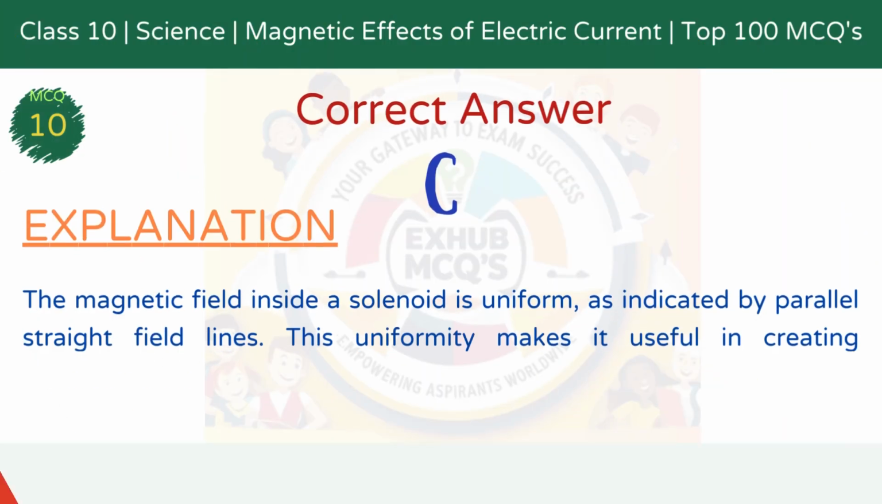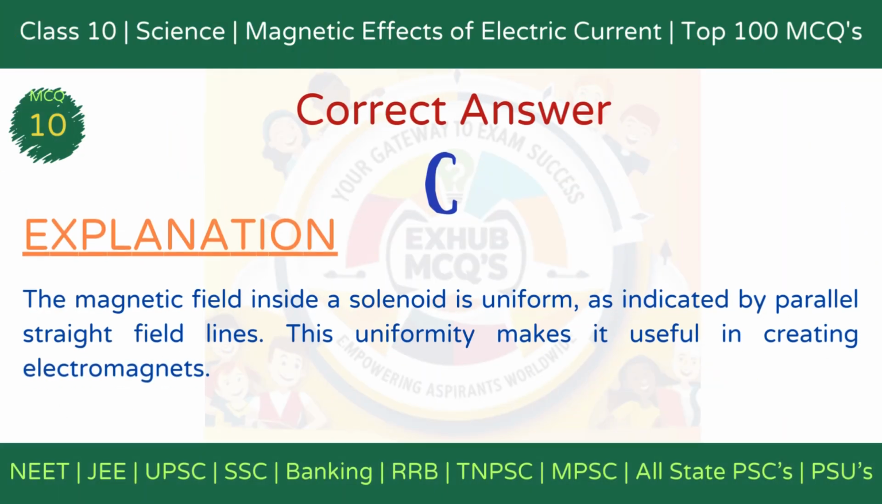The correct answer is option C, uniform. Explanation. The magnetic field inside a solenoid is uniform, as indicated by parallel straight field lines. This uniformity makes it useful in creating electromagnets.